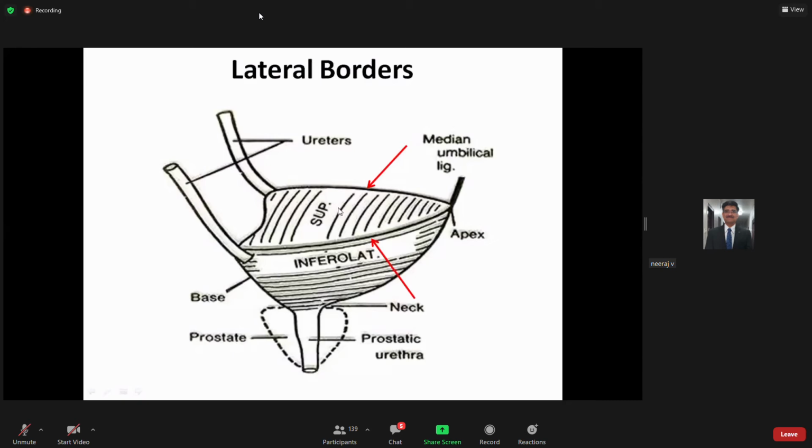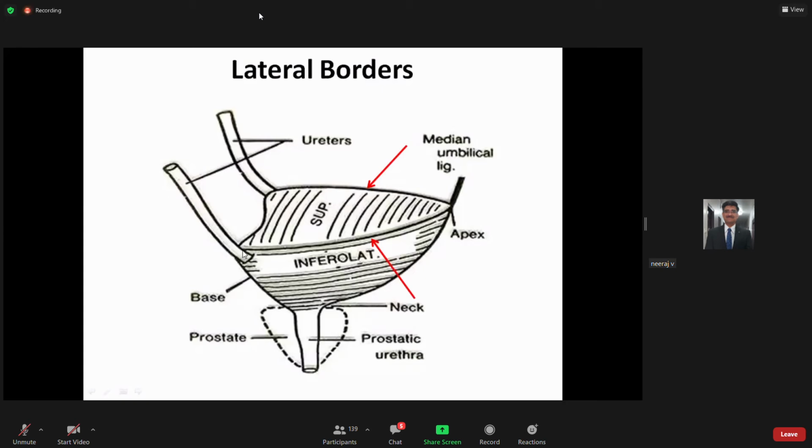Similarly, this is the superior surface, which is again triangular in shape. It is bounded on each side by the lateral borders, and here this is the posterior border, and along the posterior border you have the posterior lateral to the apex. So this is the location of the apex, posterior lateral to the apex, right over here.